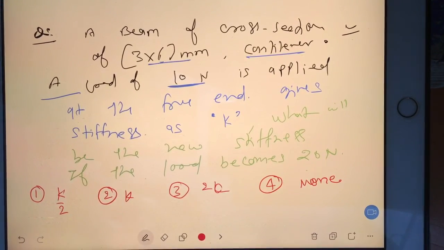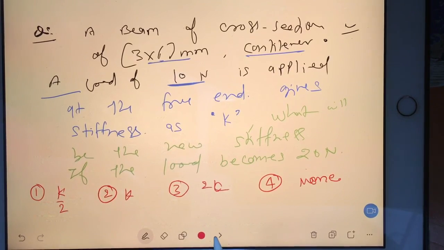Solve this question right now. This is class work. Do it now.